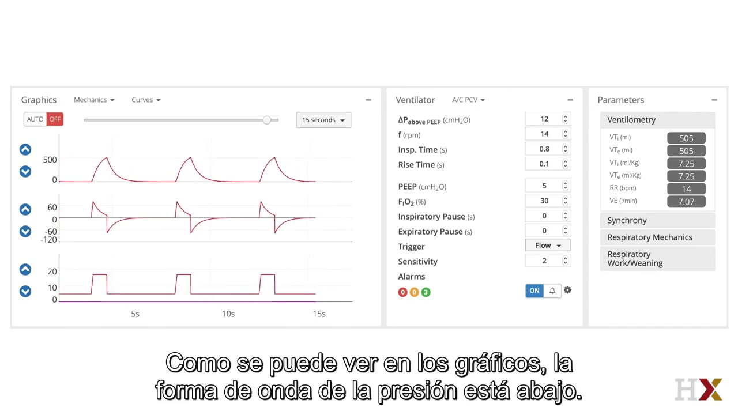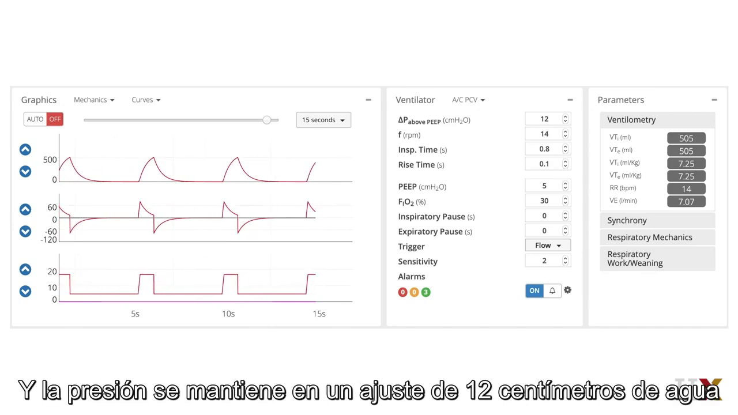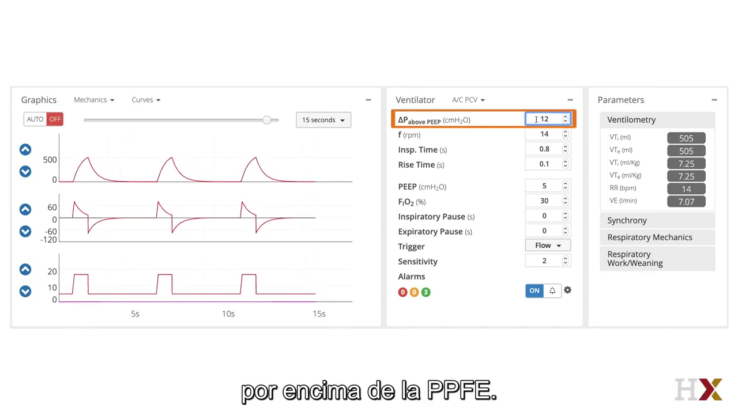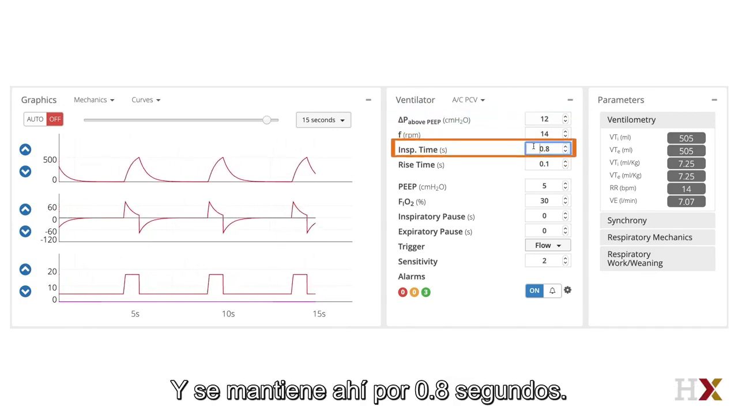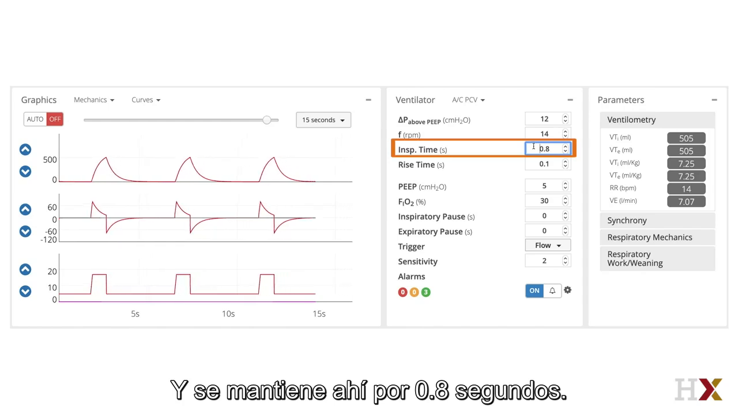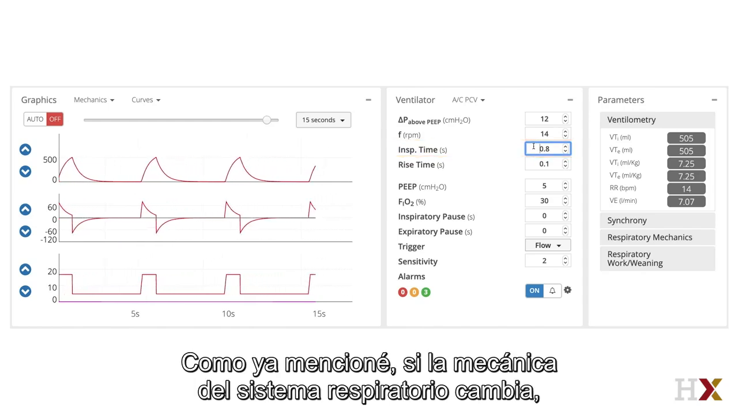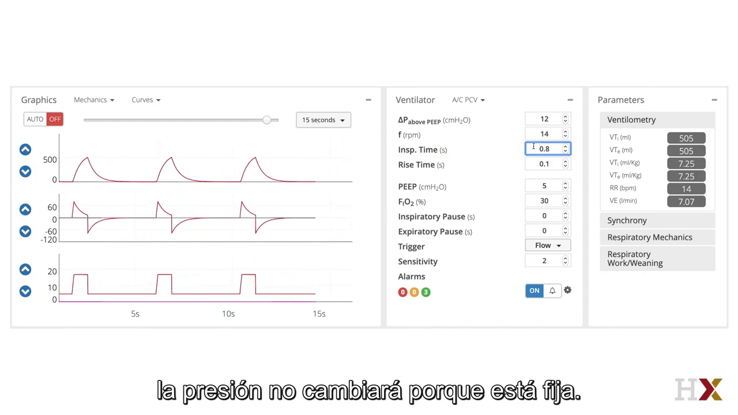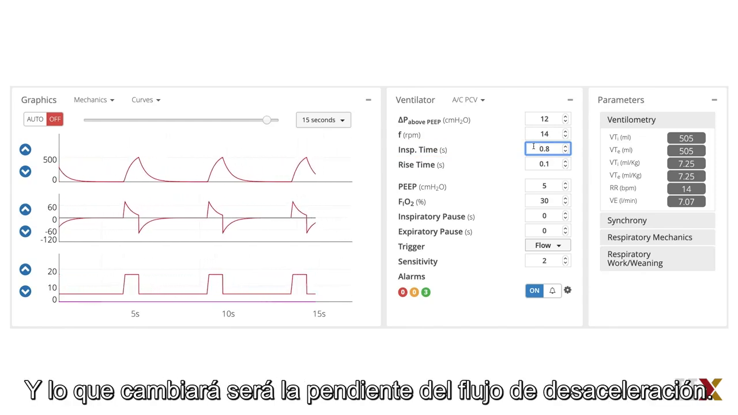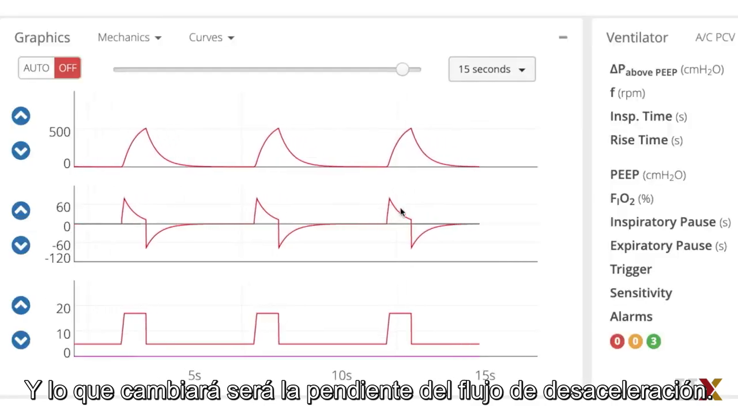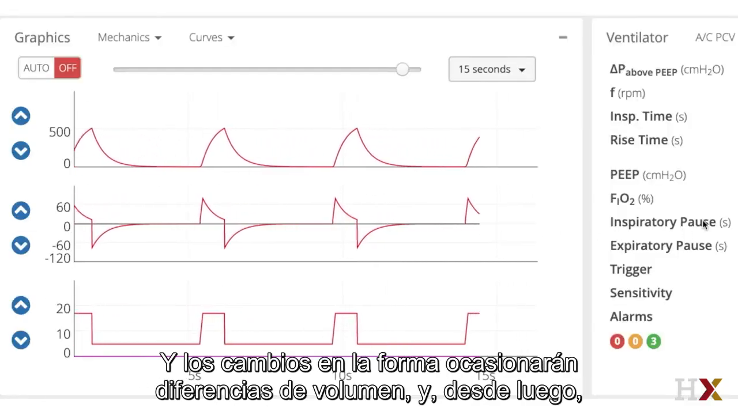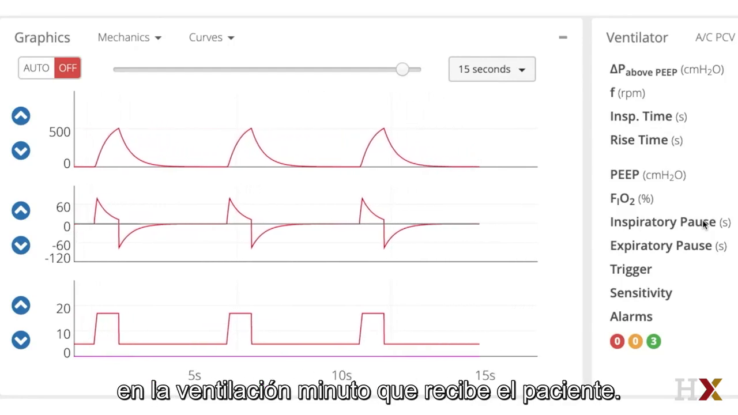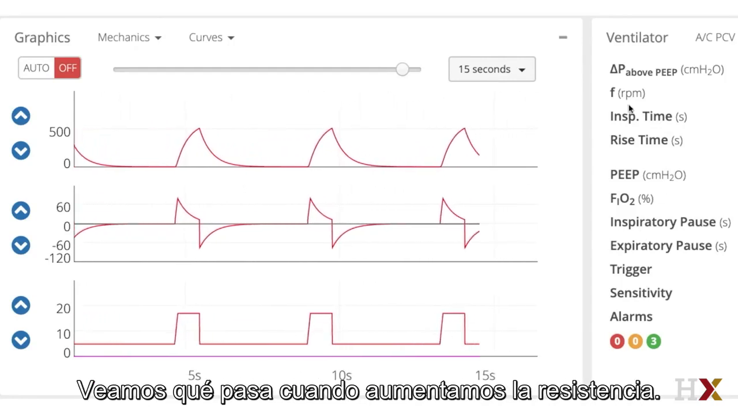As you can see in the graphics, the pressure waveform is at the bottom, and the pressure is being maintained at a setting of 12 centimeters of water above PEEP, and it's being maintained there for 0.8 seconds. As I mentioned before, if the respiratory system mechanics change, the pressure will not change because it is set, and what will change is the slope of the decelerating flow here. And changes in this shape will result in differences in volume and, of course, minute ventilation delivered to the patient. Let's see what happens when we increase resistance.